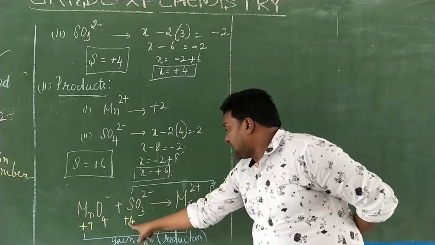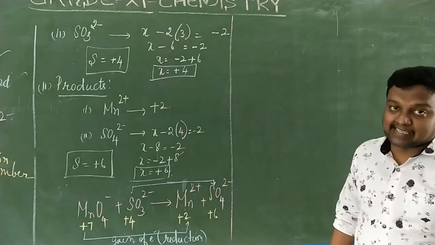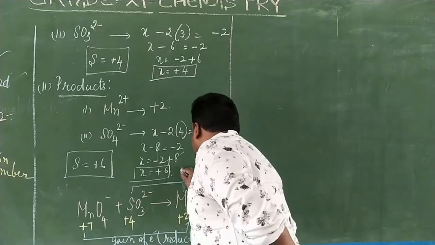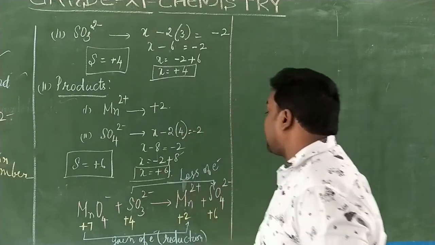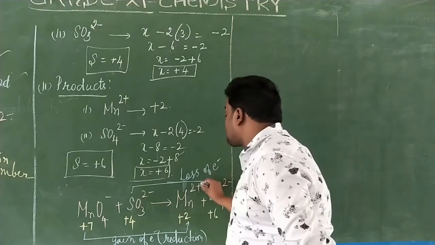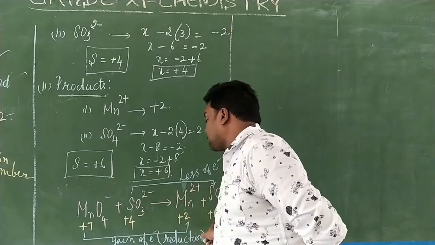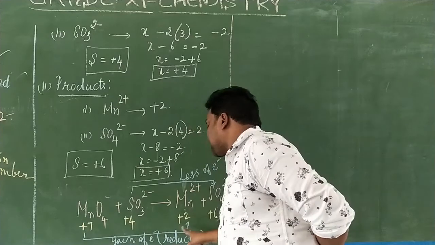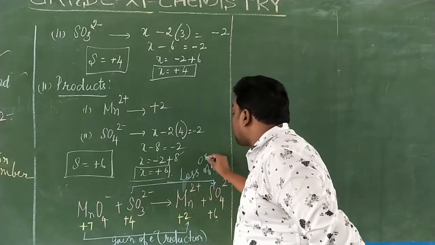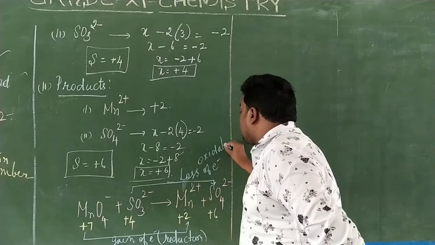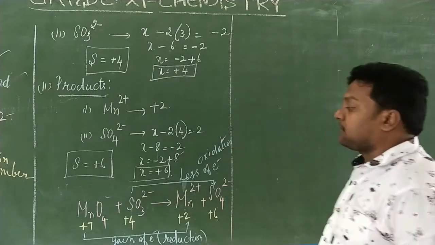Sulfur goes from +4 to +6. So here what has happened? Here loss of electrons has taken place. Loss of electrons shows an increase in the oxidation number. Gain of electrons is reduction. Loss of electrons we are calling oxidation. So reduction and oxidation have both taken place.